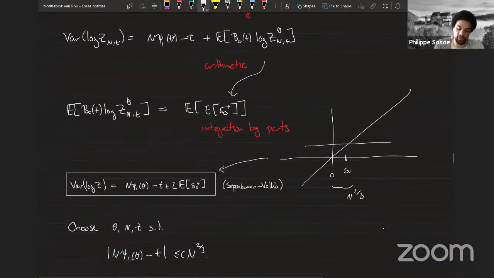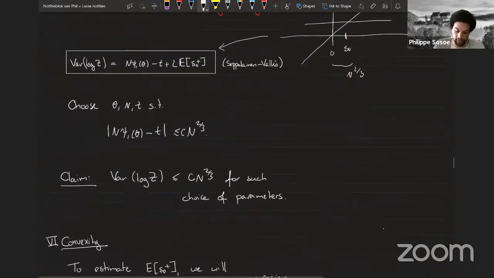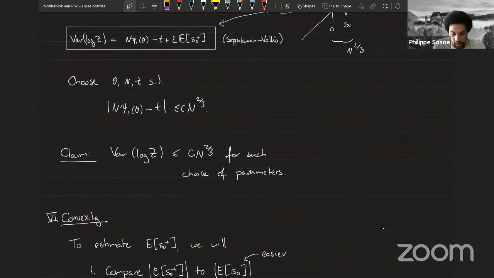So we're going to use an argument that we came up with Christian Noah. Remember what the conjecture was? The conjecture is that the variance of log Z is of order n to the 2/3. In the stationary setting, this is not always the case. It's going to be true if we make a certain choice of the parameters n, theta, and t, so that this fixed deterministic term is of size n to the 2/3. Now you can ask, well, isn't it sort of cheating?